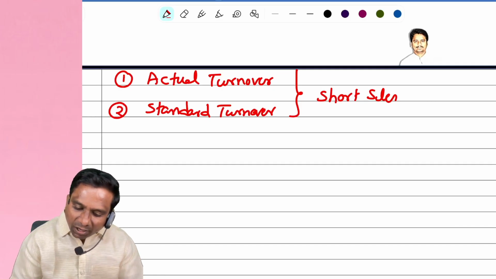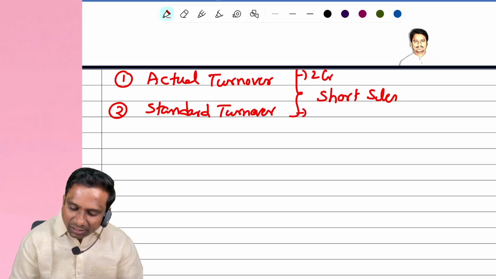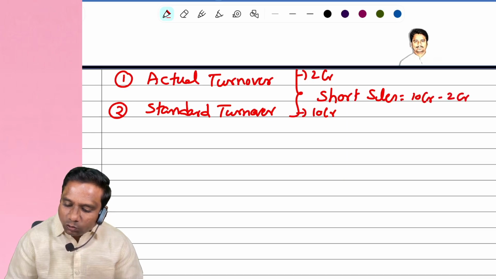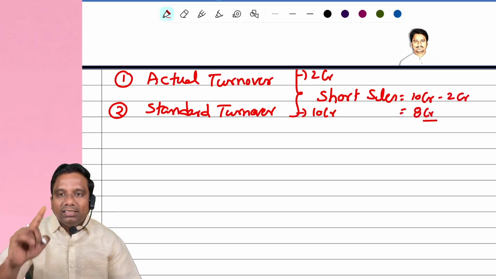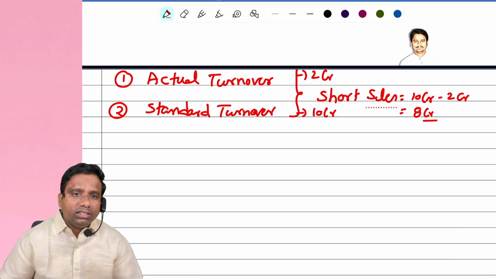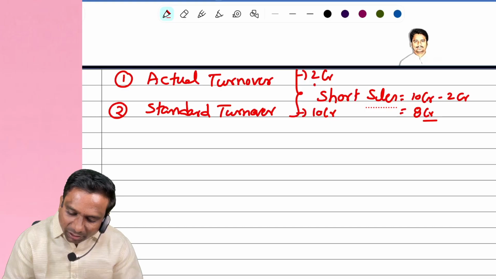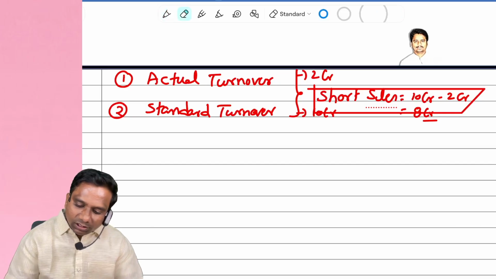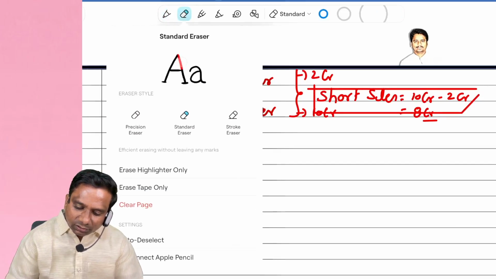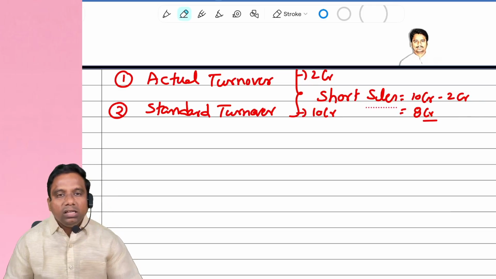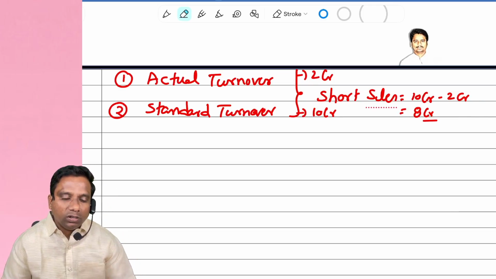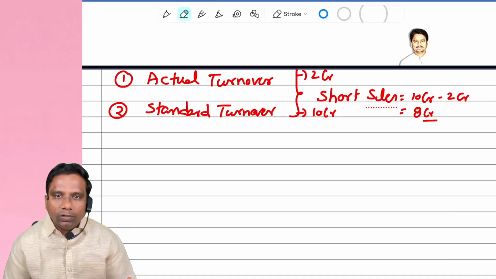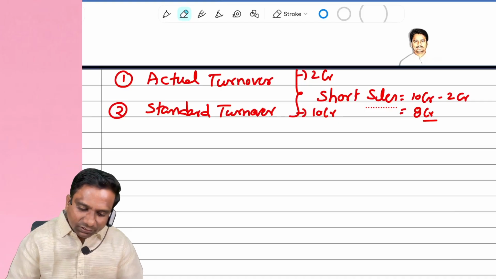In our example, actual turnover is 2 cr, standard turnover is 10 cr. Then what is our short sales? 10 cr minus 2 cr, that comes to 8 cr is the short sales. Okay, sir, I have calculated this one. Short sales is calculated by using which information? Tell me. Actual turnover and standard turnover. So in the problem you should identify actual turnover and standard turnover. Is this clear, students? Yes, sir.